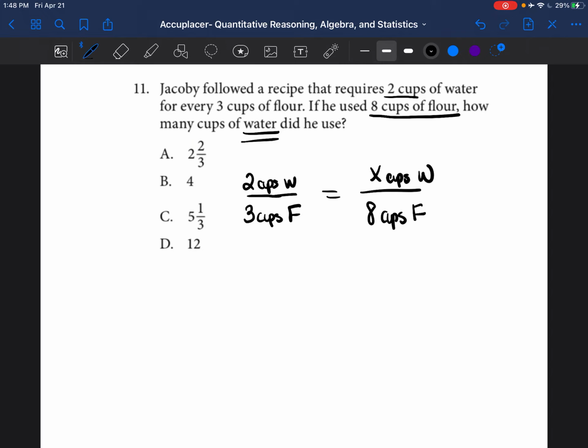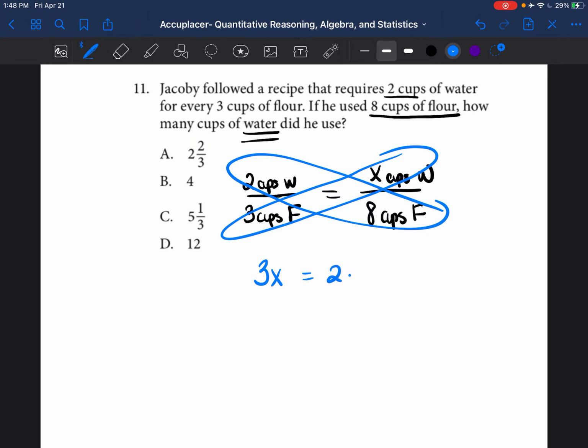Now that we have our proportion set up properly, it's very easy to solve. We're just going to cross multiply. So we're going to do 3 times X, which is just 3X, is equal to 2 times 8. Okay? So 2 times 8 is equal to 16, is equal to 3X.